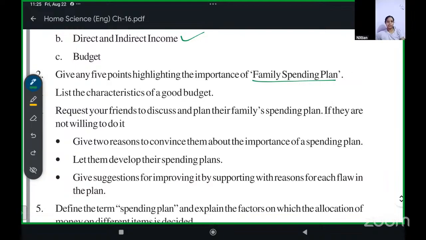One more point is you can compare. It helps you to compare the prices of the products in comparison to how it was before, or the last month. Like I give you an example of shampoo. Last month it was 120, this month it was 140. So the budget shows you the difference in the prices of commodities, the prices of products. Okay. List the characteristics of a good budget.